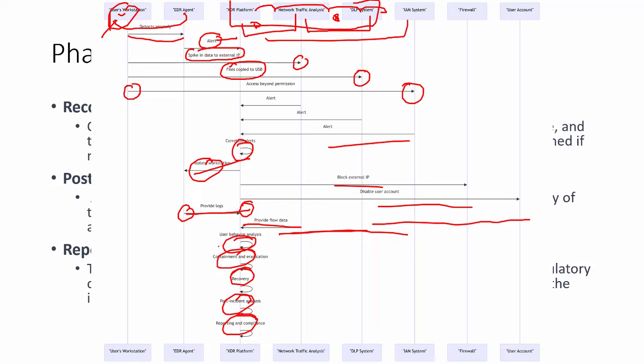So here you can see EDR is limited to the host, whereas XDR collects the data from all the systems, and according to that it blocks. Okay, so that is how the entire process works.